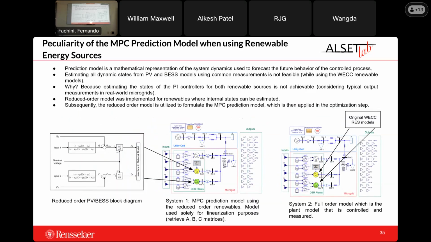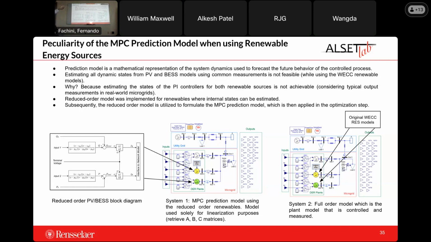Now, one of the peculiarities of developing the MPC prediction model when using renewable energy sources is that the prediction model is a mathematical representation of the system dynamics used to forecast the future behavior of the frequency control process. Now, estimating all dynamic states from the PV and the battery models that I've developed, the original WECC ones, using common measurements is not feasible. That is, while using the WECC models. Why? Because estimating the states of the PI controllers for both the renewable sources is not achievable. So you cannot estimate the states based on considering the typical output measures that we have in real world microgrids.